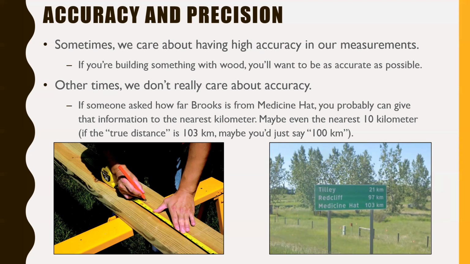Now, other times, we don't actually really care much about accuracy. So it really depends on the context. In other words, on what we're dealing with as to whether or not we care about accuracy. So for example, if someone asked how far Brooks is from Medicine Hat, you probably can give that information to the nearest kilometer. Maybe if you're really not even all that picky, you could even say to the nearest 10 kilometers. So for instance, if the true distance was 103 kilometers, like it says on the sign here, maybe you just say, oh, it's about 100 kilometers.